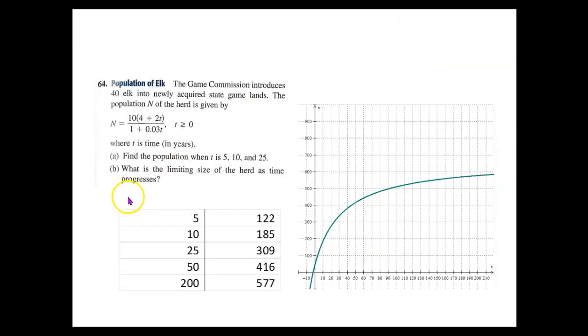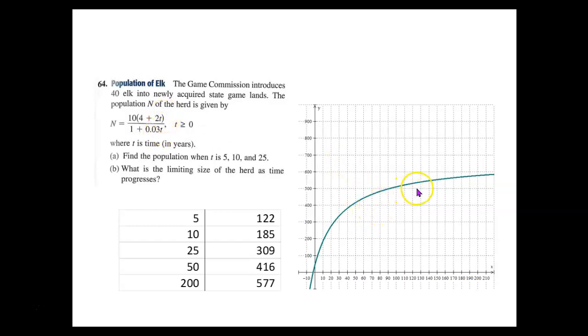And the elk example. This time let's look at the horizontal asymptote. The numerator and denominator are both degree 1. And if you multiply this out, it's going to be 40 plus 20t, but the leading coefficient in front of that t to the first power term is 20. The leading coefficient on the bottom, that's the coefficient on the highest power of the variable, is 0.03. So if we take the 20 on top divided by the 0.03 on the bottom, we get approximately 666 or 667.